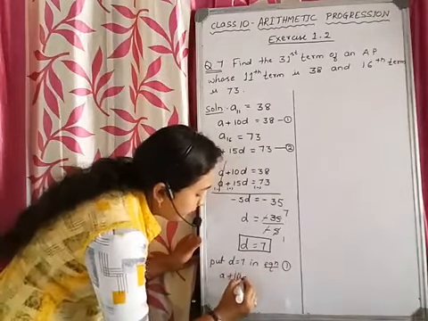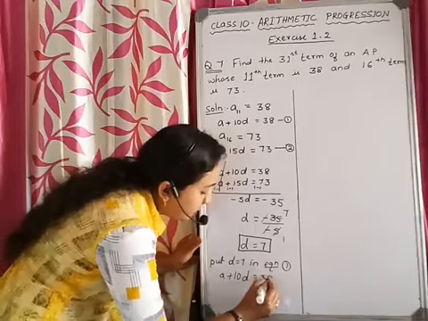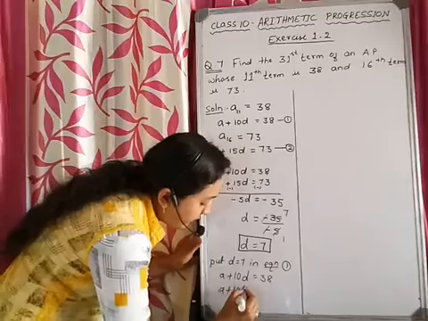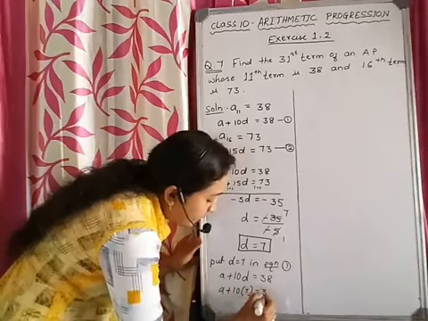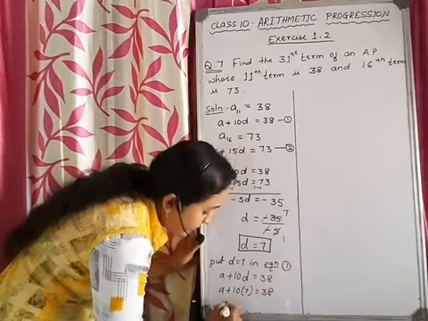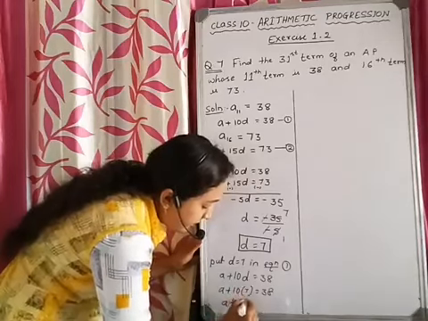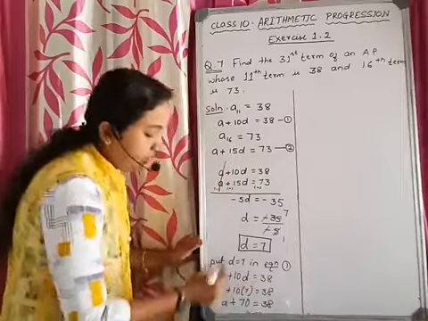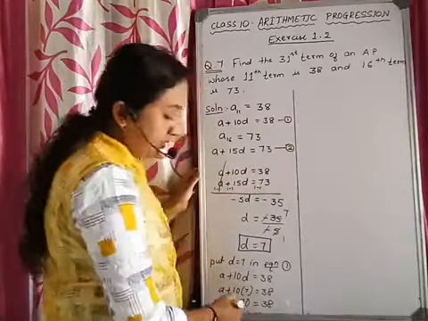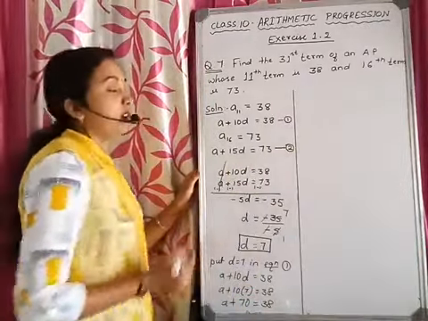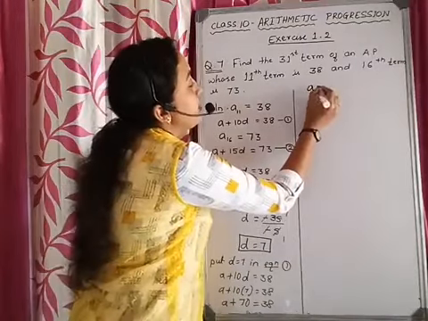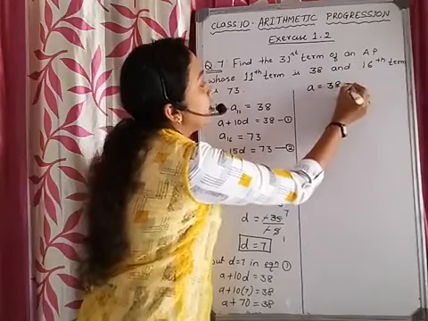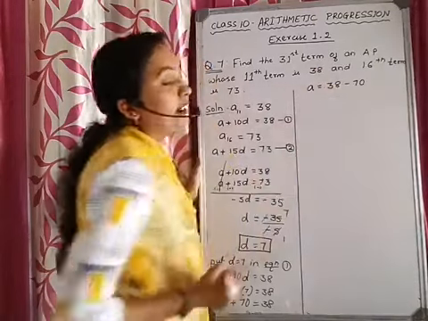A plus 10D is equal to 38. So A plus 10 into 7 is equal to 38. So A plus 10 sevens are 70 is equal to 38. So let us take plus 70 to that side, and it becomes A is equal to 38 minus 70.